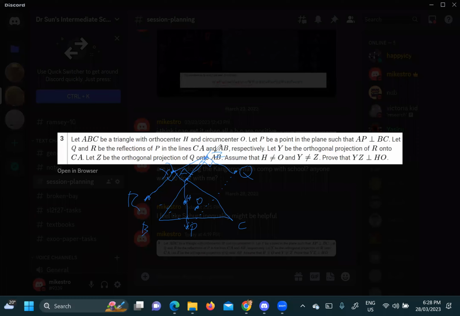Okay. Assume that H is not O and Y is not Z. Prove that YZ is perpendicular to HO. This doesn't look true in the diagram. I'll draw the two lines. That doesn't look right, but whatever. I can't draw. Anyways, you have to somehow prove this.